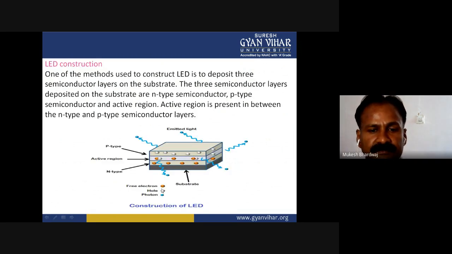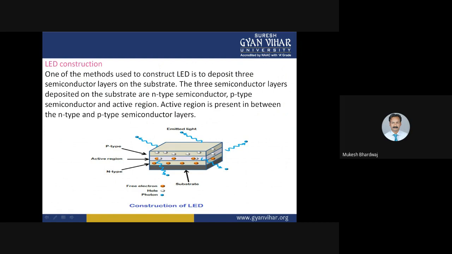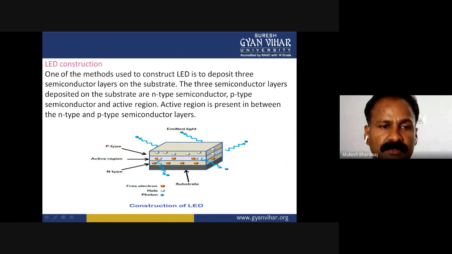LED construction. So this is the construction for LED, construction detail, how the LED is going to be constructed or manufactured. One of the methods used to construct LED is to deposit three semiconductor layers on a substrate. The three semiconductor layers deposited on the substrate are N-type semiconductor, P-type semiconductor, and active region. The active region is present in between the N-type and P-type semiconductor layers.